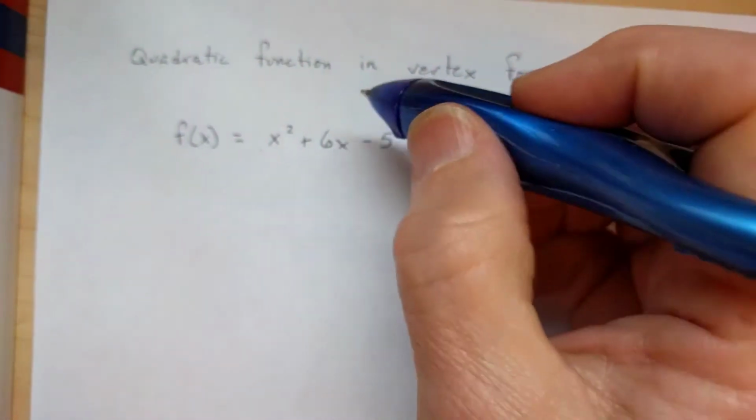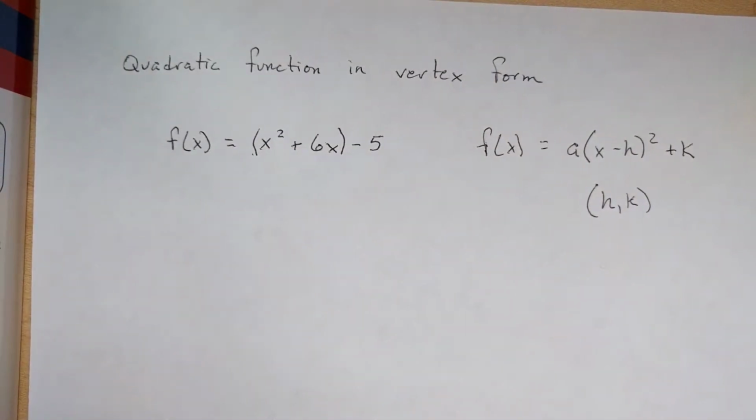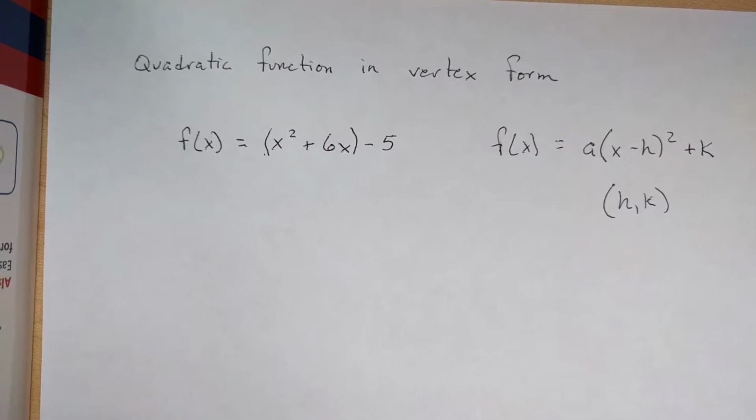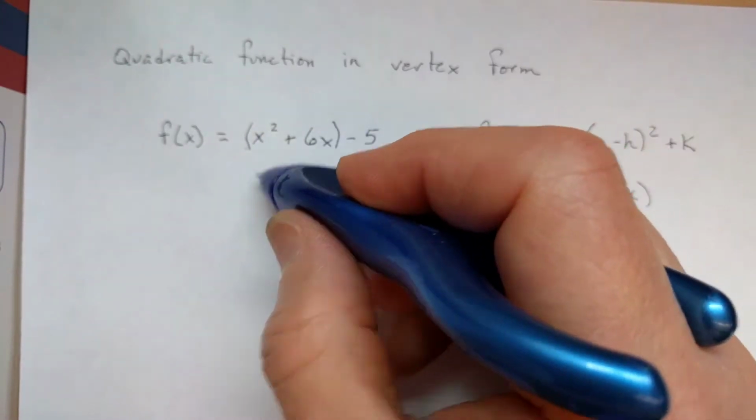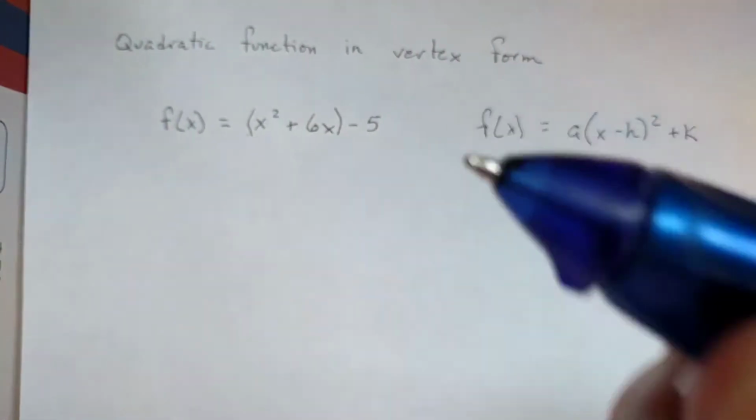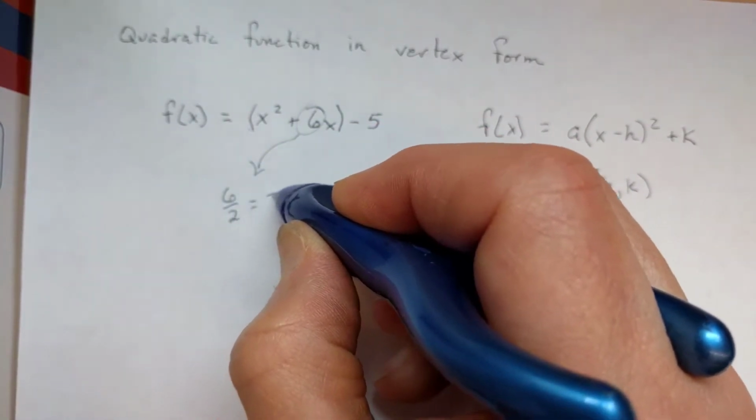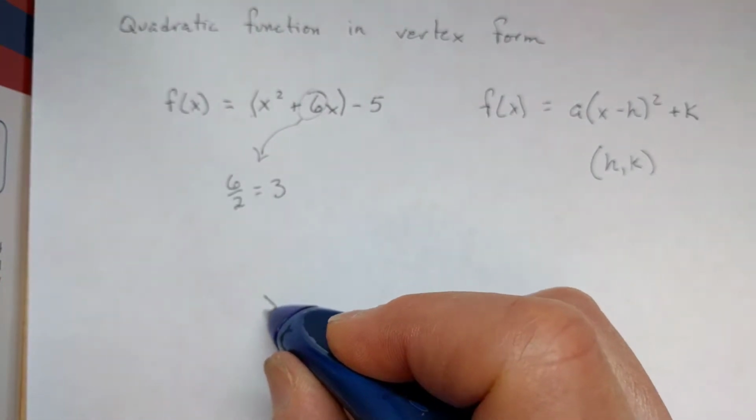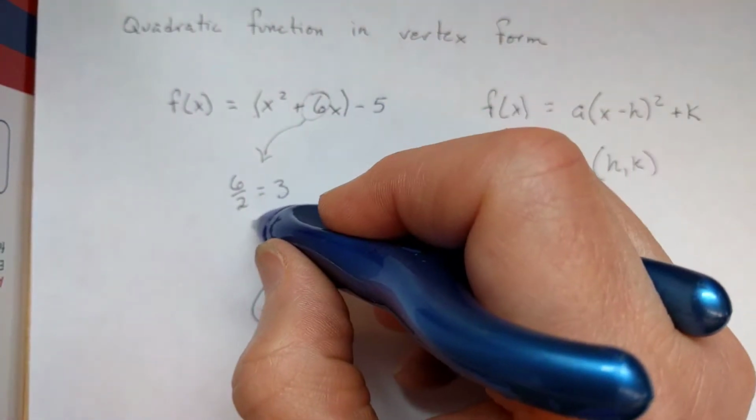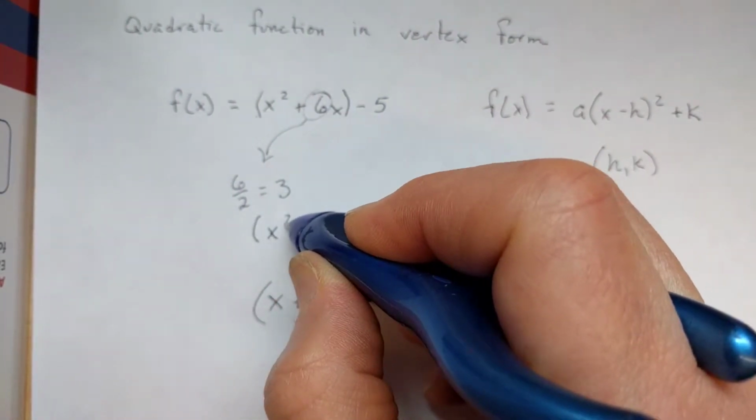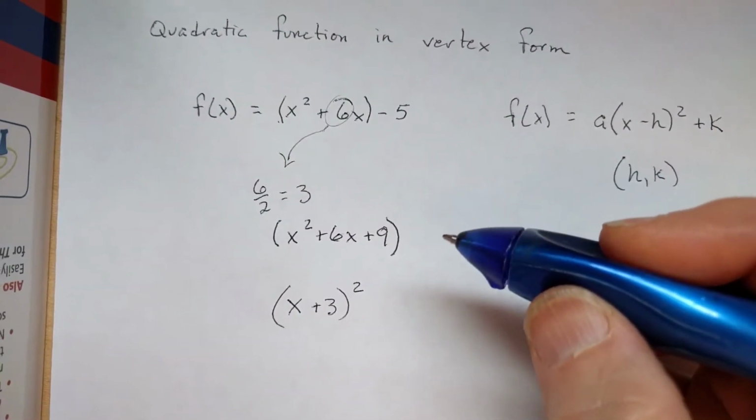First, we're going to group the terms with the variables. So I get x squared plus 6x grouped together, minus 5. I'm now going to complete the square inside my parentheses here. So I'm going to pull my 6 aside, divide it by 2 to get 3. My square is going to be x plus 3 squared, which means I have to add a 9, or 3 squared, inside those parentheses to make that perfect square.